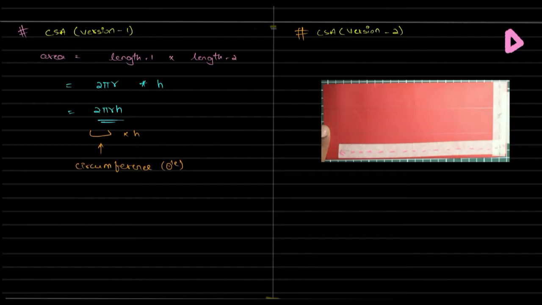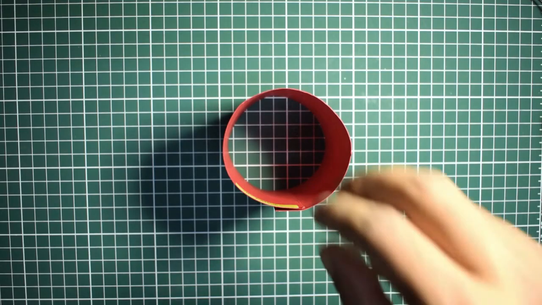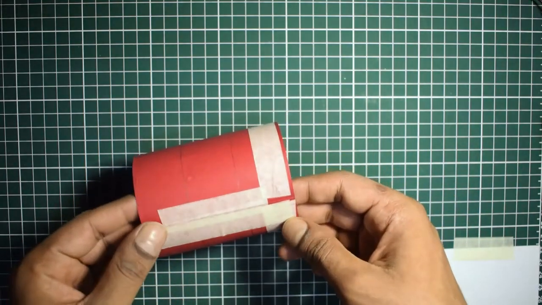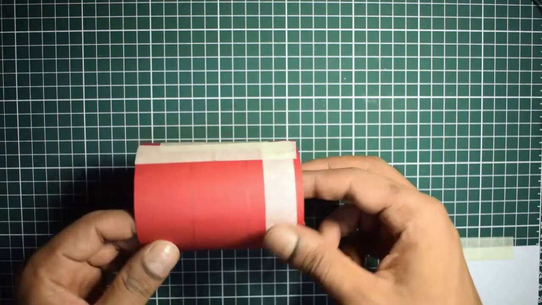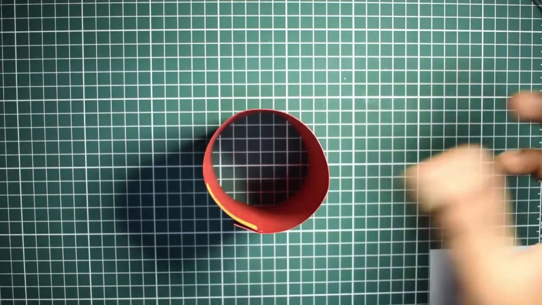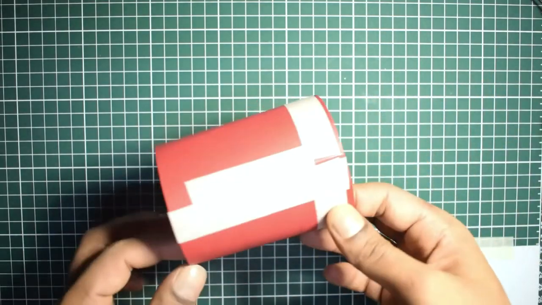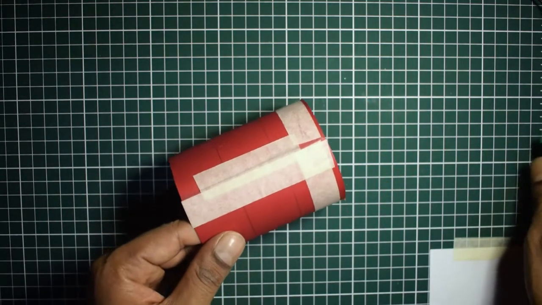Now let's look into the second way of learning this formula. We have the same thing but as a paper cutout. Physically I have a cylinder in hand. So the first thing is your height.